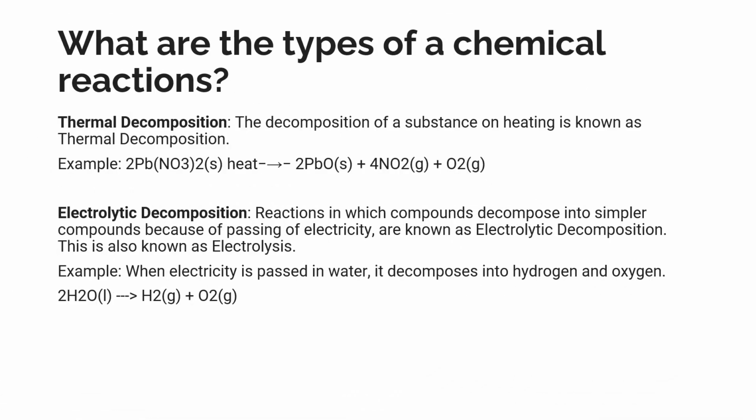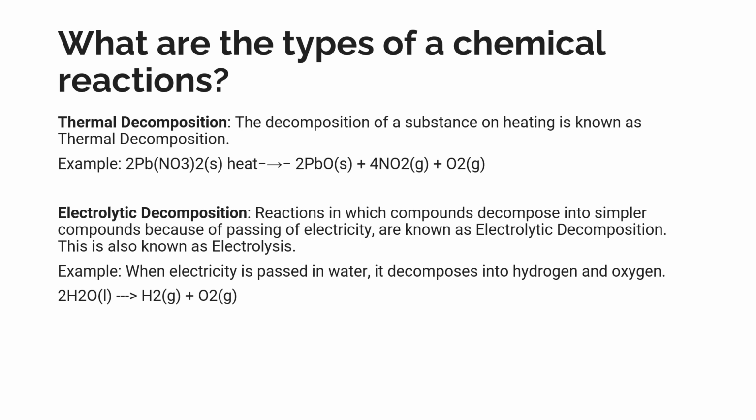Next type is thermal decomposition. The decomposition of a substance on heating is known as thermal decomposition. The example for this is 2Pb(NO3)2 in solid state in presence of heat gives 2PbO in solid state plus 4NO2 in gaseous state plus O2 in gaseous state.